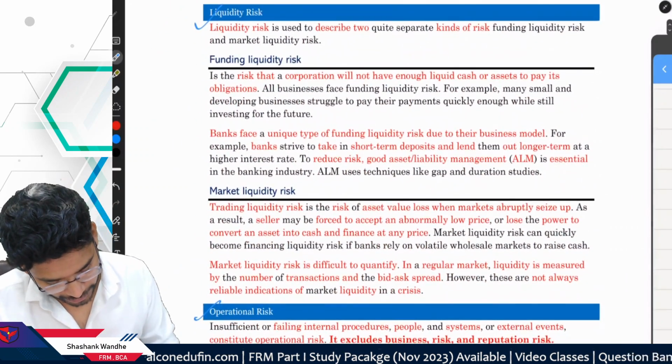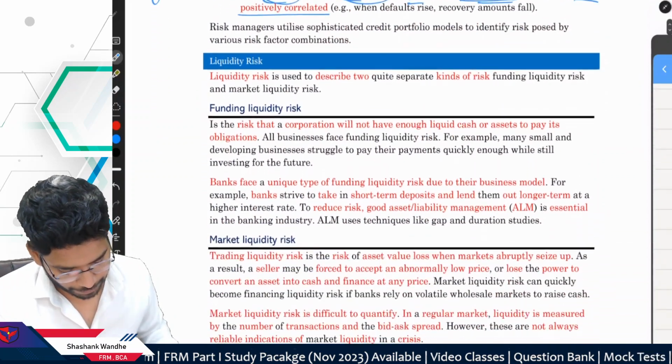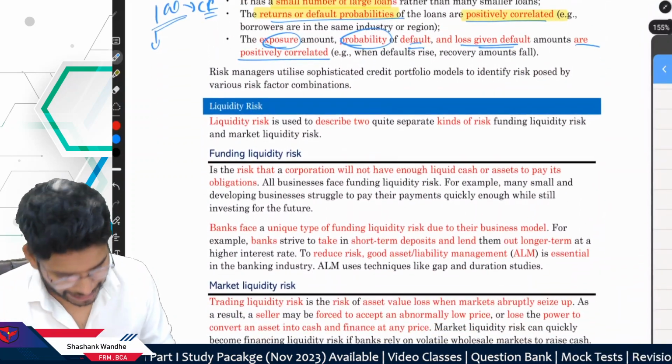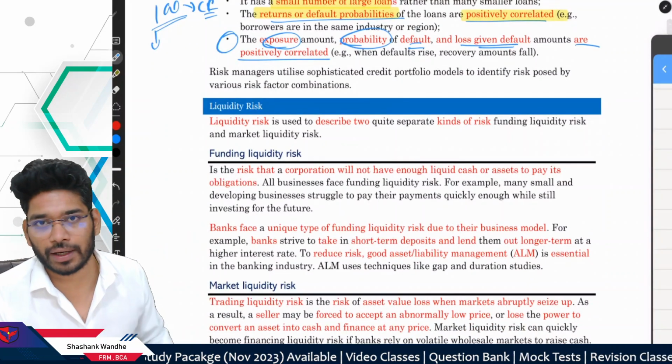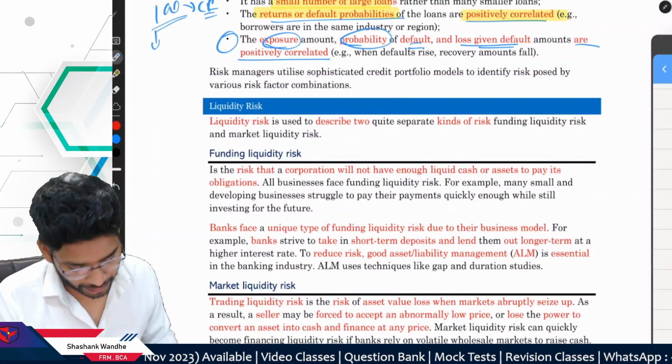Then we have the liquidity risk next. So the rest of the portion is covered. Now here, this particular point you will understand in a better manner once you finish your curriculum. Automatically you will understand. You don't have to do anything. Automatically you will get it.